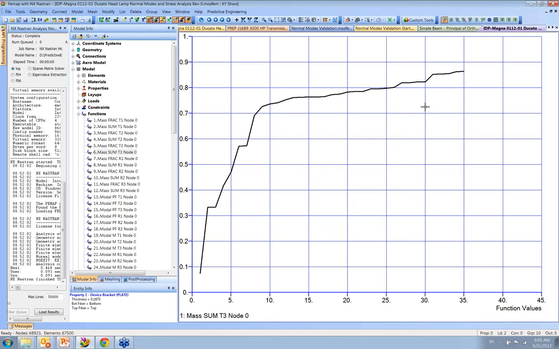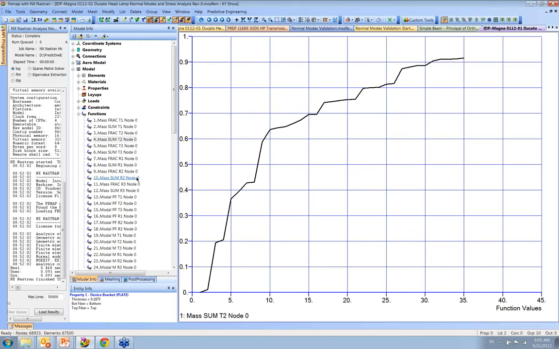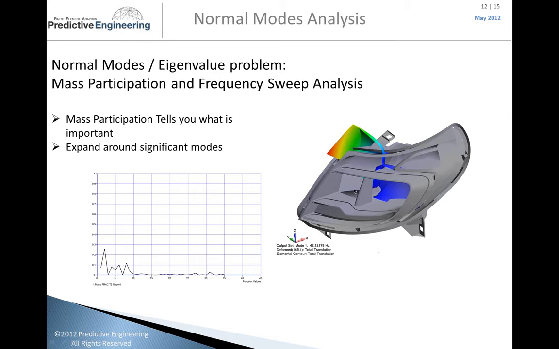And that's actually an ASCE, American Society of Civil Engineers, code for doing earthquake analysis: you're going to have 90% of the mass of the structure in the analysis. And likewise, you can do the same for the other modes. And so, this model here can be a little deceiving on the mass fraction.